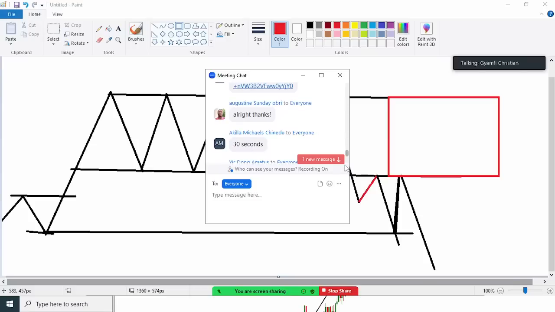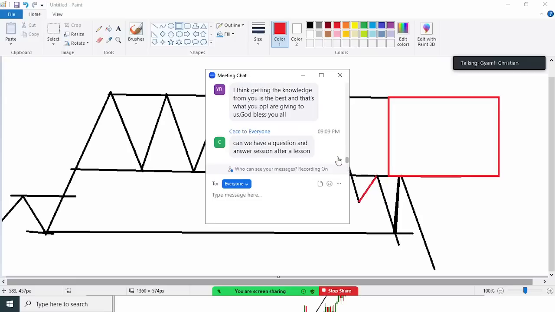Okay, let me proceed. Somebody is asking how long it can take to grow $10 to $500, and somebody said 30 seconds. Yeah, that's great. It depends on your risk appetite. Yeah, so it depends on how you treat it.